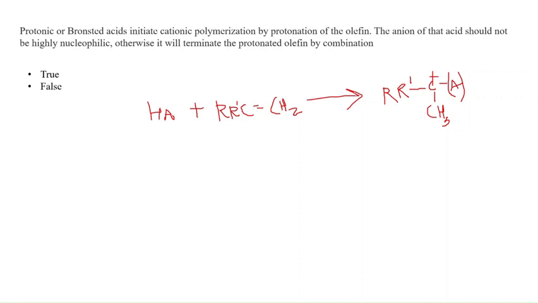In this case, if the anion of the acid is highly nucleophilic, it will terminate the reaction. Nucleophilic in the sense that it will have a negative charge, so it will terminate the reaction at the acidic center right here. That's why the anion of that acid should not be highly nucleophilic, and so the statement is true.